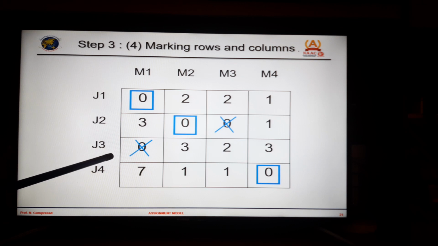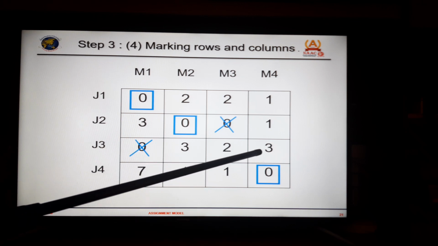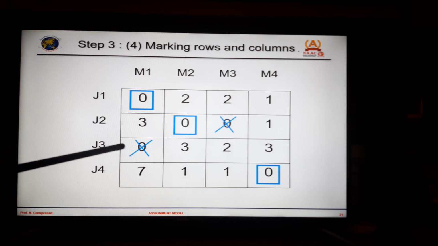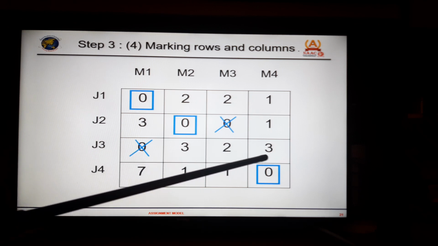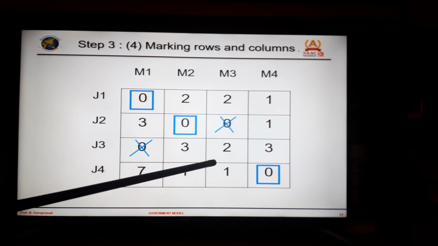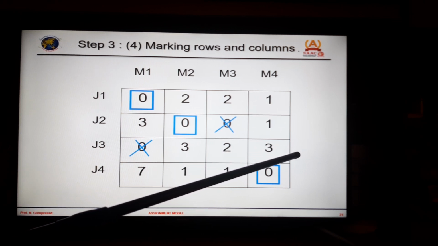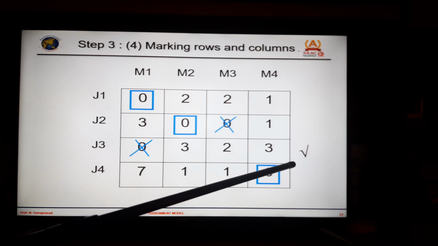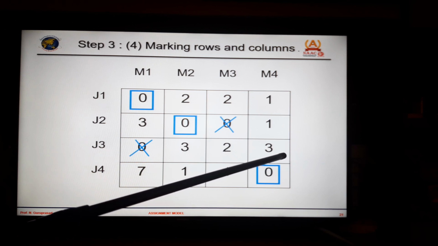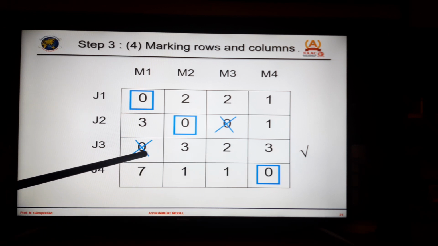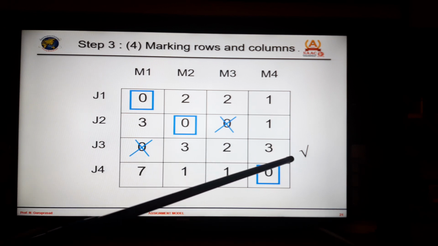Which is that row? The third row. See here. The third row do not have any box. Third row do not have any other assignment. So you tick that particular row. Now this ticking is done on the right hand side after the row. See here. Now this is what it is. The ticking is done on the right hand side. I repeat, why there is a tick here? Because third row do not have any assignment.